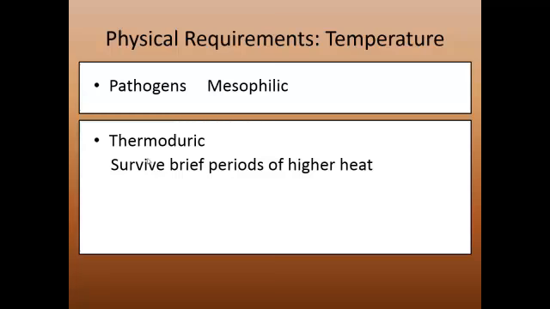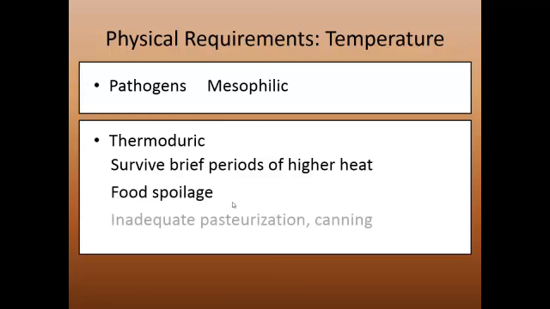Well, why would we give a special name to that? Well, it's because in food preparation, you have to watch out for the thermoduric organisms. They can survive improper canning and pasteurization, and they lead to food spoilage. Now, one of these that is thermoduric is the organism that causes botulism. You gotta watch out for those nasty Clostridium botulinum endospores.